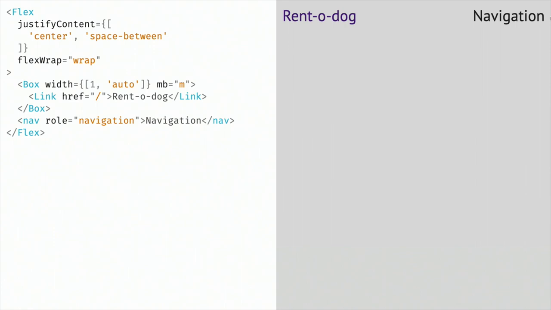And we can use it like this to create this header layout. It is responsive. On small screens, it will render like a single column, and on larger screens, it will render in two columns with this left and right alignment. So we use justify content, center and space between, center on small screens, space between on larger screens.